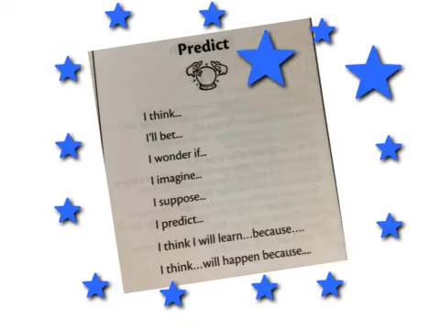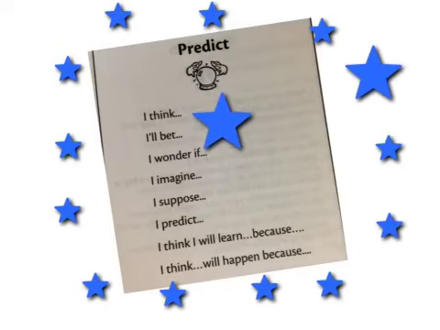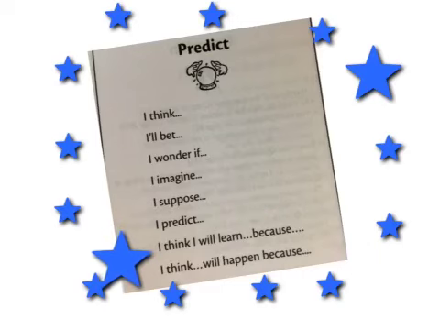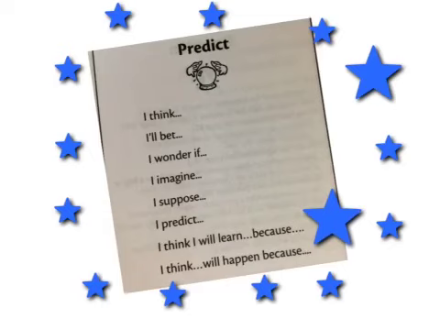In your teacher's classroom, you will see some anchor charts, and they will have stems that you can use when you are predicting. The first one you're going to be able to say is I think. Remember, always base it on what you see. You could start your words with I bet, I wonder if, I imagine, I suppose, I predict, I think I will learn this because. Would that be for fiction or nonfiction? Ask yourself. Or I think this will happen because.